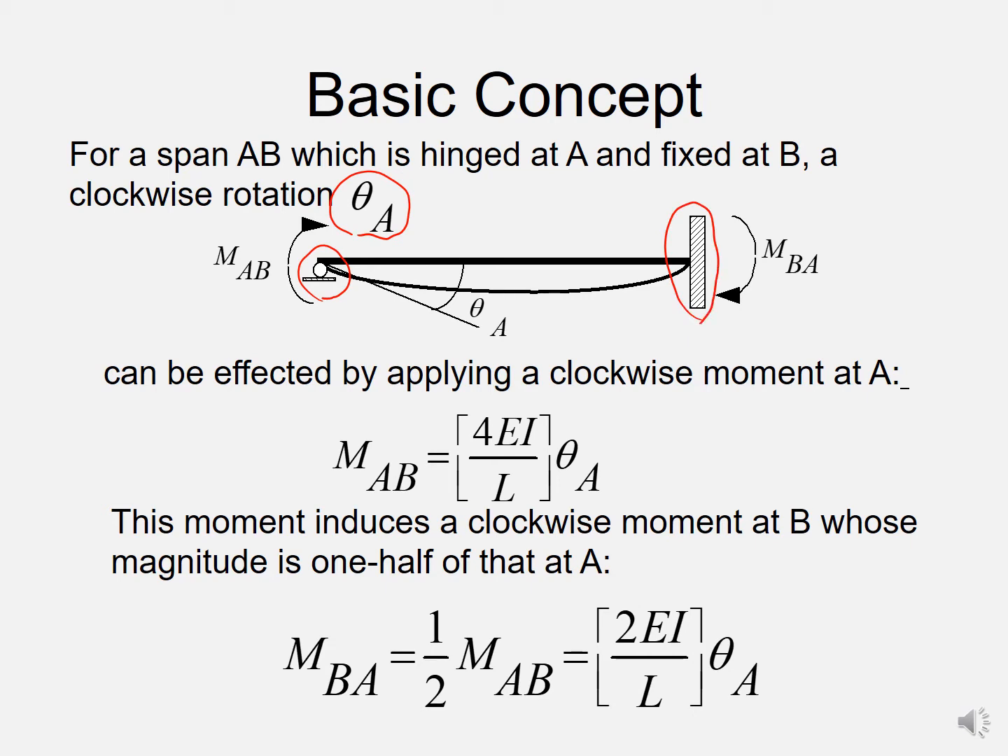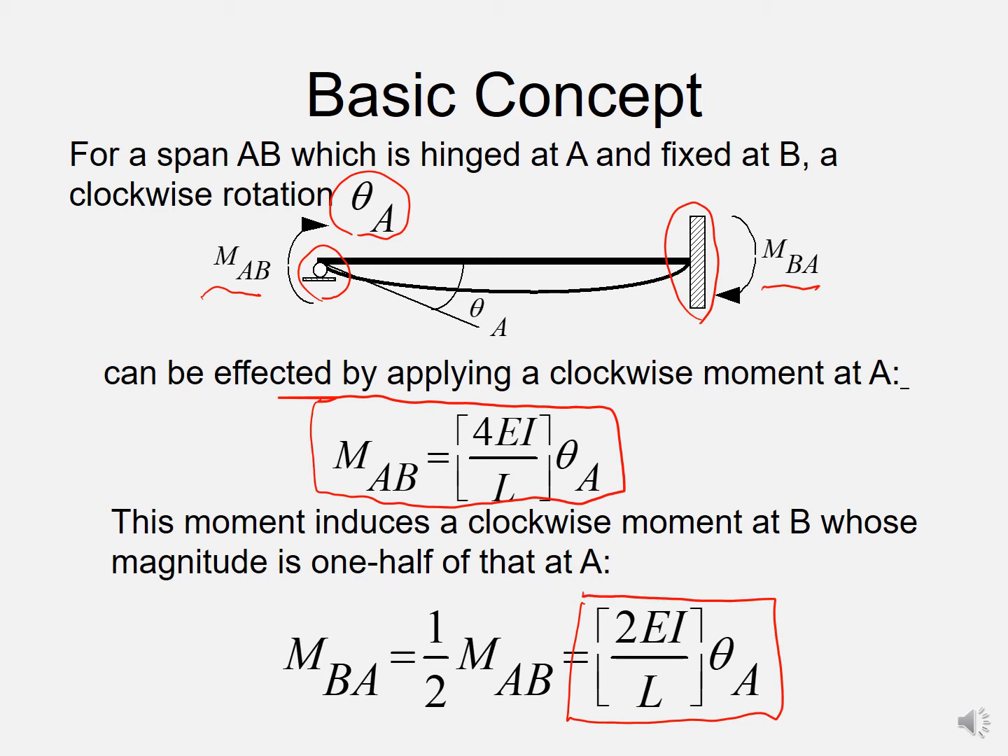This moment is derived and it is equal to 4EI over L times theta A. As a result of this moment, there will be a corresponding carryover moment or reaction at the fixed support, and this is equal to 2EI over L theta A.